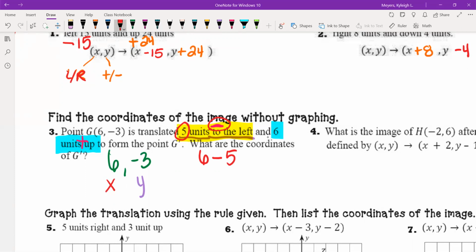And then I'm going to take my y, my -3, here, and I'm going up units, so that means I add however many units, it's 6. All right, so let's do that. What is 6 minus 5? 6 minus 5 is 1. -3 plus 6, or 6 minus 3, that is 3. So what's my coordinate? It's 1, 3.